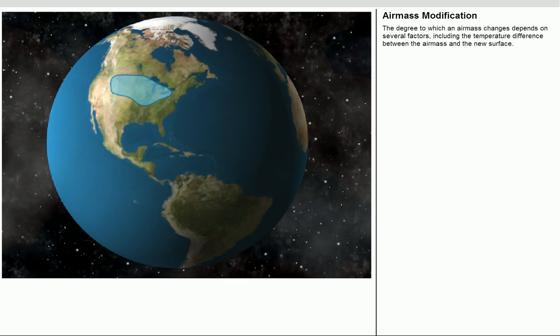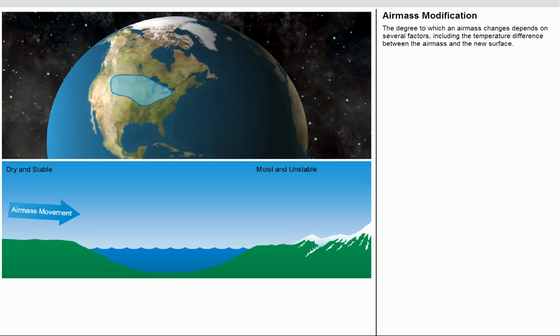When air masses leave their source regions, they start to take on the temperature and moisture properties of the land they pass over. The degree to which an air mass changes depends on several factors, including the temperature difference between the air mass and the Earth's surface.